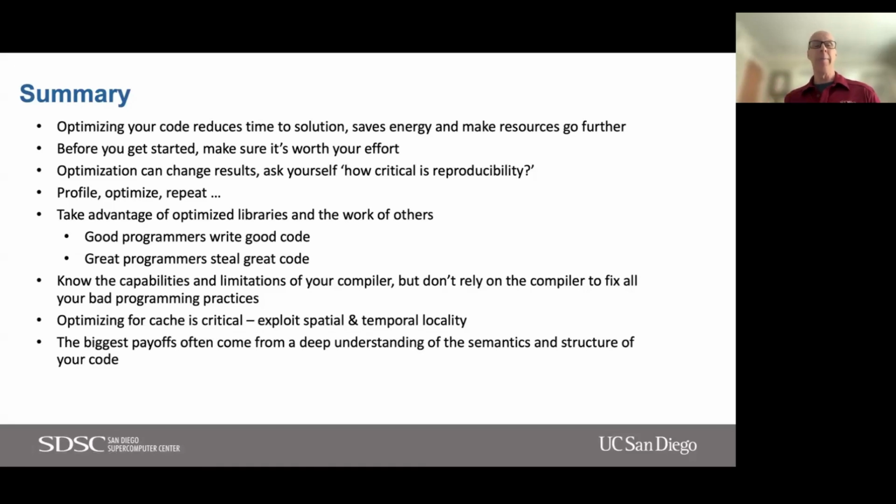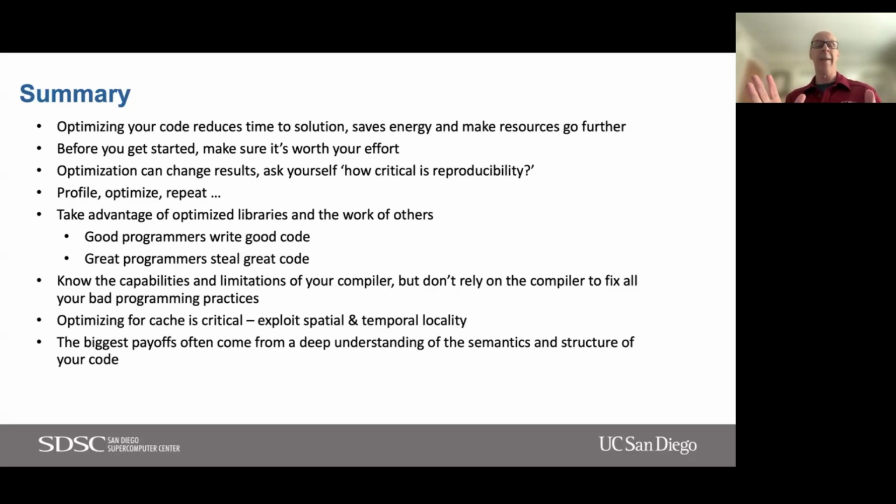Take advantage of the optimized libraries and the work of others. We like to say that good programmers write good code, great programmers steal great code. So if somebody else has already implemented an algorithm you need, especially eigenvalue solvers and linear algebra and so on, take advantage of that. There are groups out there that have been spending decades trying to improve the performance of these key math operations.